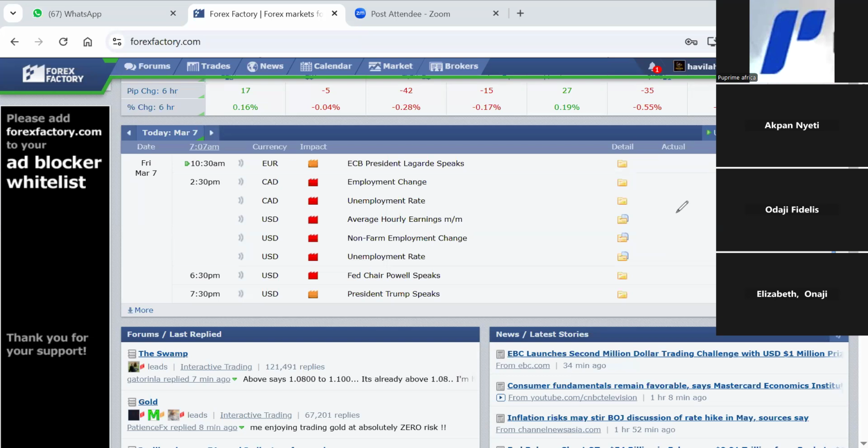If the color comes out all green, if the data all comes out good, either greater than or less than, as long as it's a good one, the color will be green. And if that is what we see by 2:30 p.m., then we'll have a massive bullish movement on the dollar. And if on the other hand, the color comes out all red, that means the data is bad for the dollar. And at that instance, we're going to be seeing the massive bearish movement on the dollar.